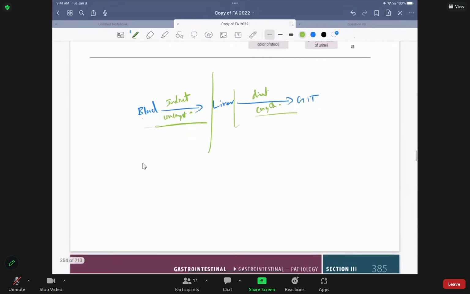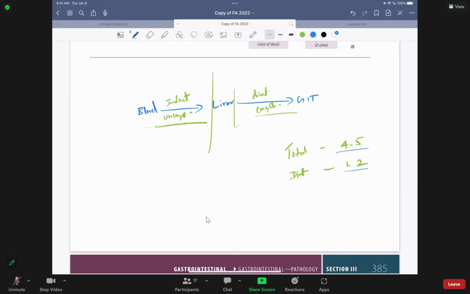So if I tell you I have a patient with a total bilirubin of 4.5, I'm making up this number, and in that, direct is 1.2. Where is the problem? Type it up. Is the problem in the blood or after the liver? I want to see if you can think. The patient has total bilirubin 4.5, and direct is 1.2. Where is the problem?